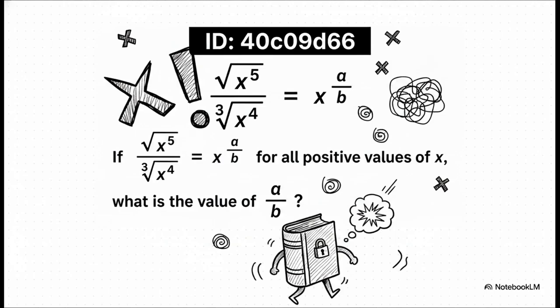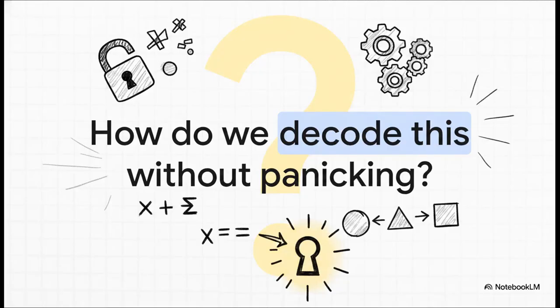Incredibly daunting, right? Stacked square roots, cube roots, variables everywhere. Honestly, for most of us, this is exactly the kind of thing that makes us just slam the book shut and walk away. But hold on, how do we actually decode this whole shebang without panicking? If this type of algebra is totally new to you, let me reassure you right now. Literally, anyone can solve this. You just need the secret code.